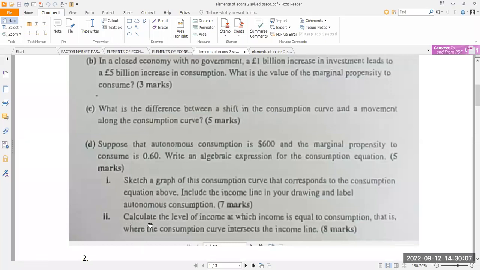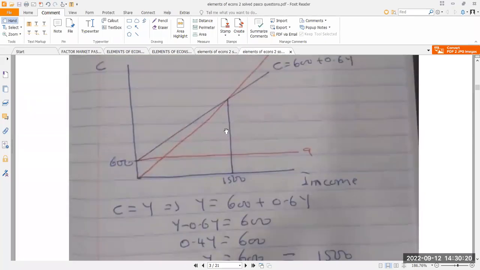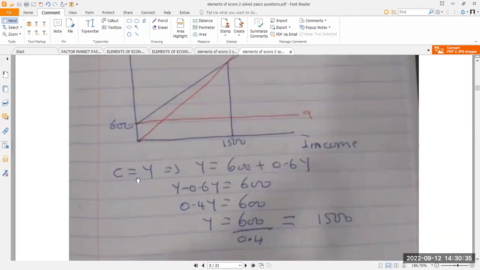We were trying to look at the last part where we are to find the level of income at which income equals consumption, where the two curves intersect. So graphically, this is what you do. Where the two curves intersect, this is the point where consumption equals income. But for you to actually know the exact level of income, you have to solve it. So we equate consumption to income. So equate the consumption function, which is a function of income, to income, then solve for income.